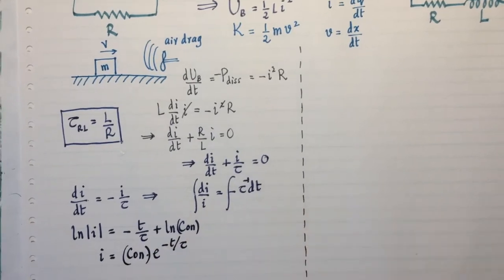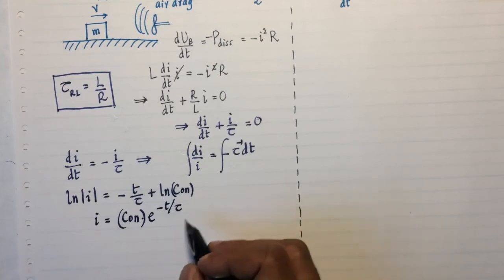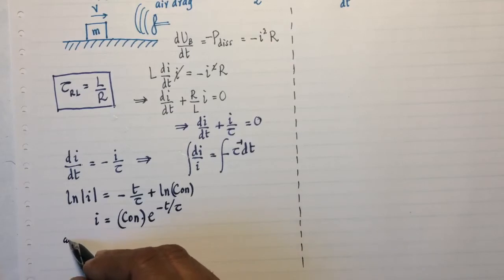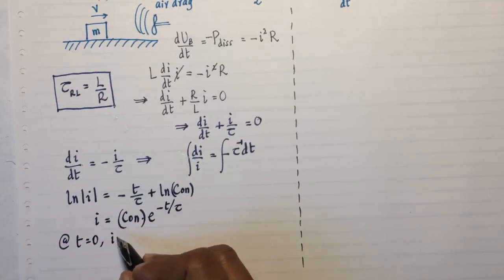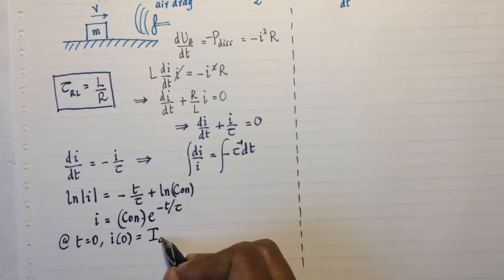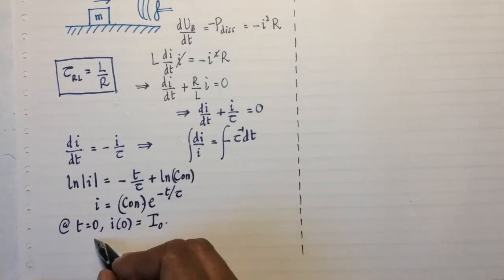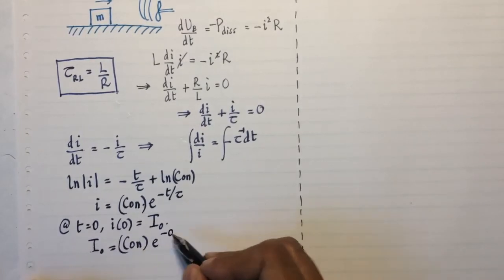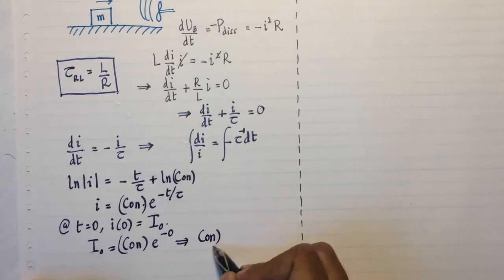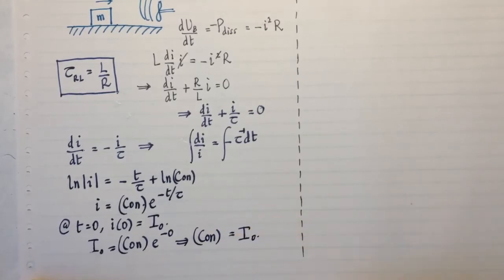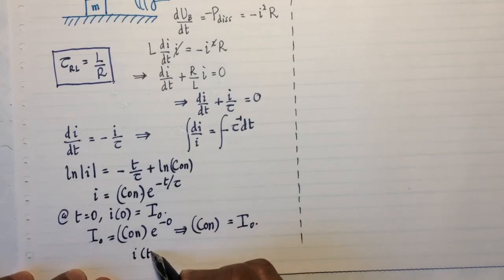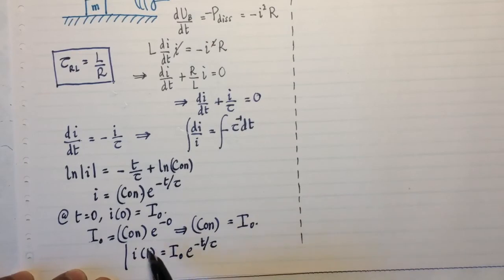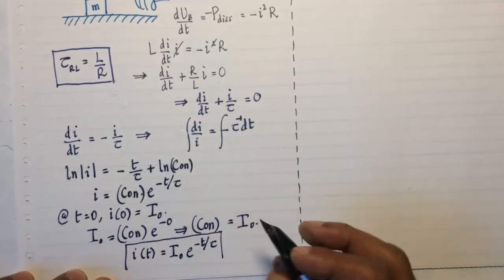We have to fix con using initial conditions, and the initial condition is that at time t equals 0, the current was the full current I naught. So that's the initial condition. At t equals 0, I of 0 equals I naught. Substituting that, I'm going to get I naught equals con e to the minus 0, which means con is the same as I naught. So I have the full equation now. I as a function of t equals I naught e to the minus t over tau. Beautiful. This just does the same thing as capacitors do.